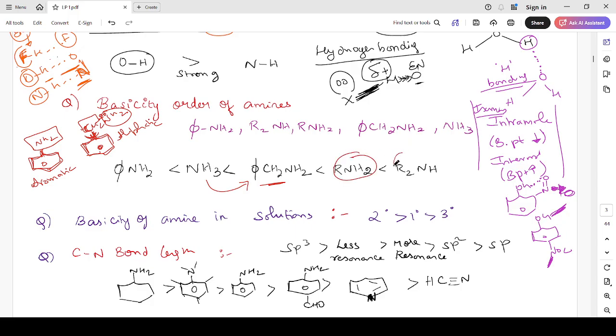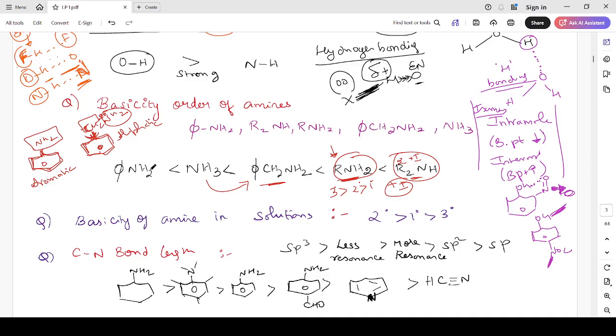Let's compare RNH2 and R2NH. CH3NH2, and let me say I have, if they are not expressing what this R is properly, and they are not telling me what this R is properly, then always go for tertiary greater than secondary greater than primary due to the plus I effect. Since they mentioned just R, I said RNH2 is less than R2NH because I have two plus I effects here.